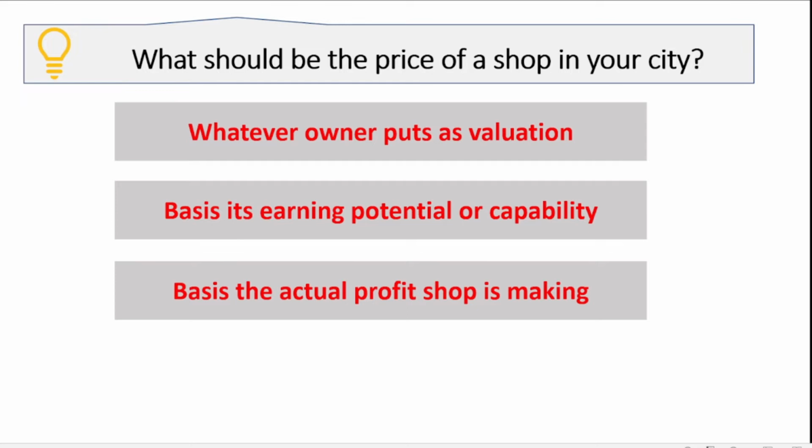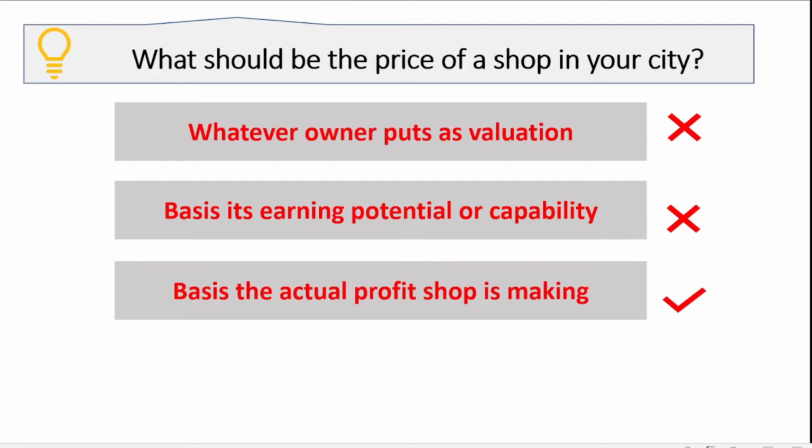For example, if the shop is making 10,000 rupees as profit every month, the price of the shop should depend upon the profit which the shop is making. I think all of us would agree that it is the third one, which is the right factor that should determine the price of a shop.